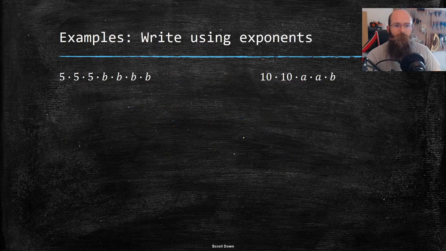So let's get going. I need to write using exponents. So all of this, I need to condense it down using exponents. Well, I have a 5, so I know I'm going to have a 5 down here. I have it 1, 2, 3 times, which means I have an exponent of 3.